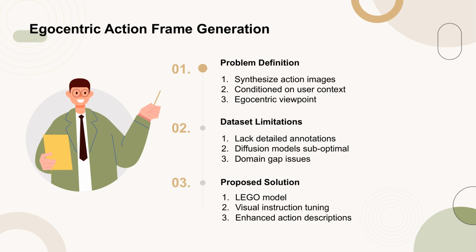However, existing egocentric action datasets are limited by the lack of detailed annotations that describe the execution of actions. Additionally, current diffusion-based image manipulation models struggle with controlling the state transition of an action in egocentric image pixel space due to domain gaps. To overcome these challenges, the authors proposed the LEGO model, which involves visual instruction tuning to generate enriched action descriptions. This approach enhances the performance of diffusion models by leveraging image and text embeddings from a visual large language model, VLM.